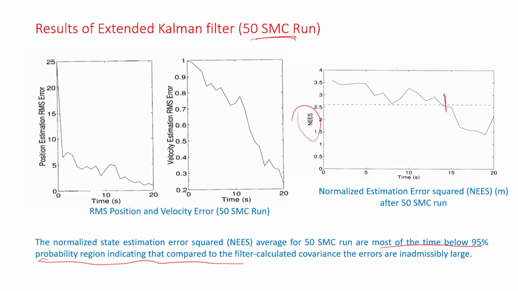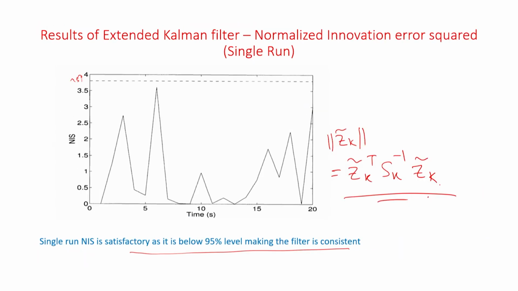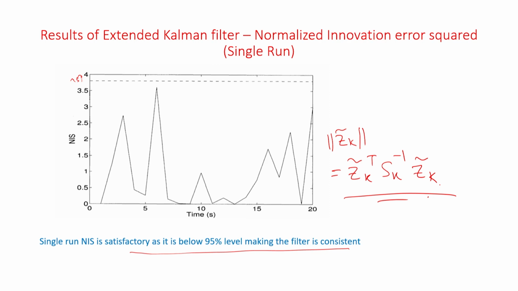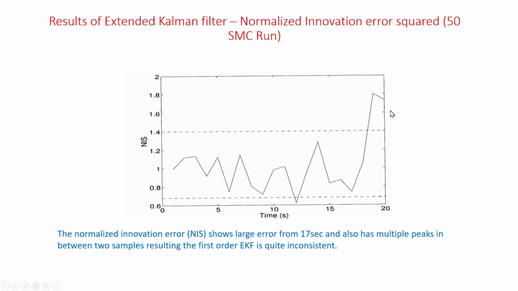So, it is not a good exercise, or what I should say, not a good result. Because quite a lot of the time it has crossed this 2.5, it is going above 5%. So, it is losing its chi-square test. Even your innovation error score is blowing up from 70, after 17 seconds it is jumping like this. So, this is not very good. So, EKF inconsistency is being proved.